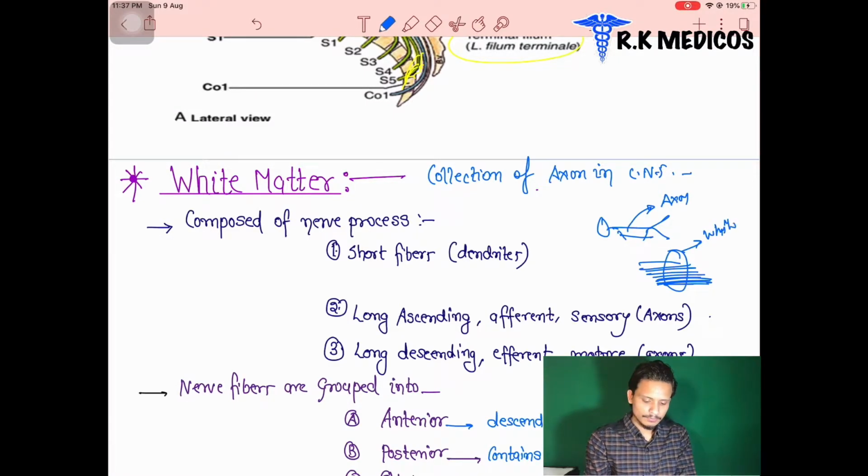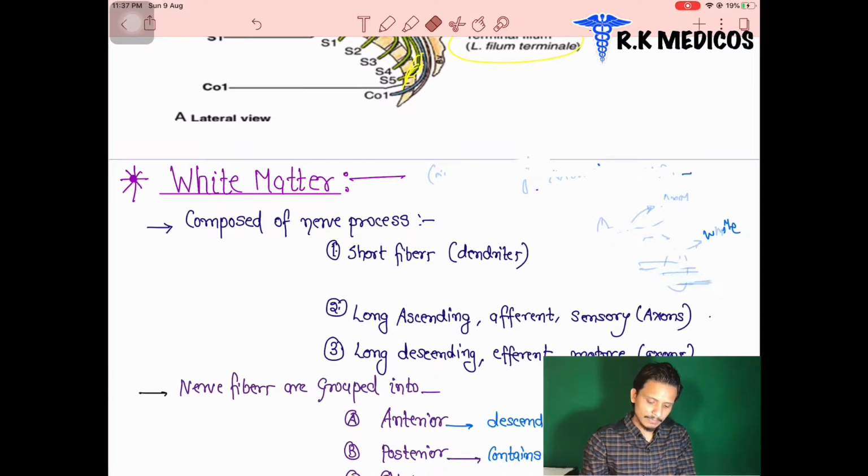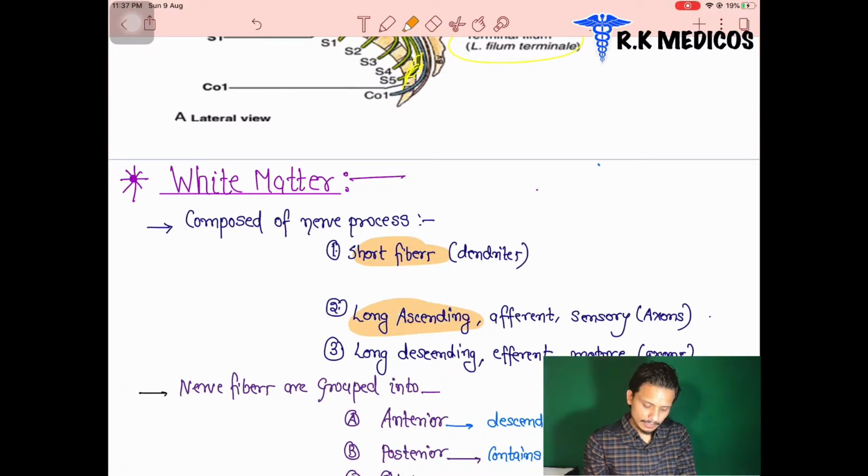So the collection of axons in the central nervous system is the white matter, and they are divided into three parts basically: short fibers, long ascending, and long descending. Now you know the short fibers are the dendrites. Suppose that these are the neurons. Here the dendrites are present as small fibers.